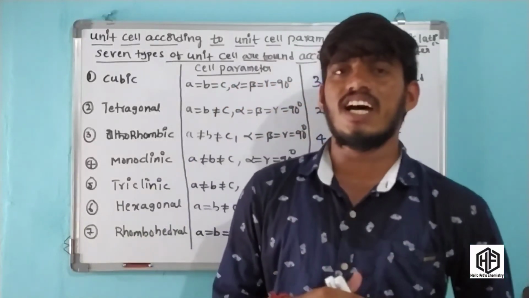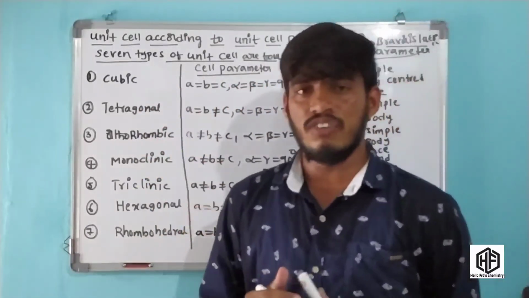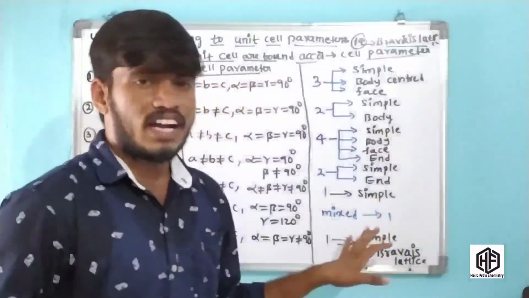Okay friends, this is the concept of these 7 types of crystal lattices and the types of unit cell.